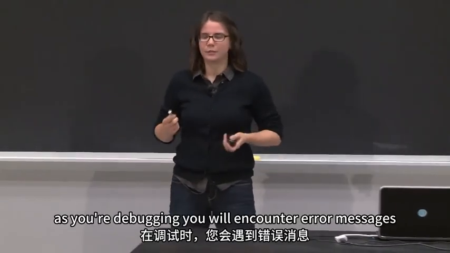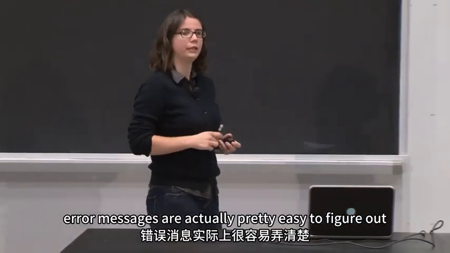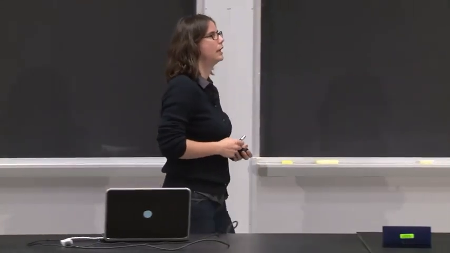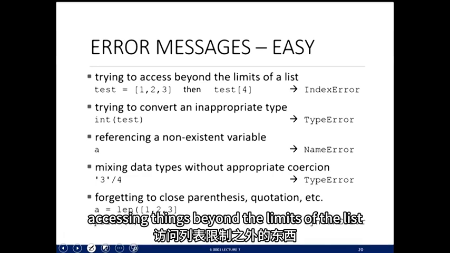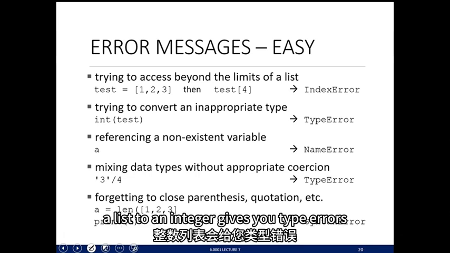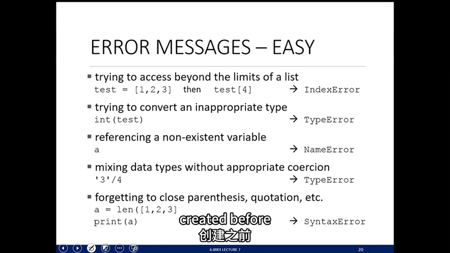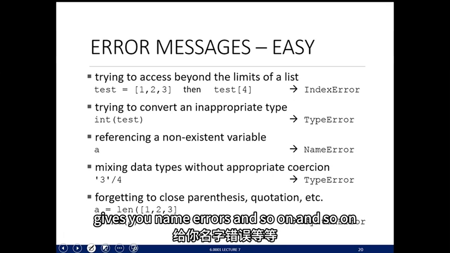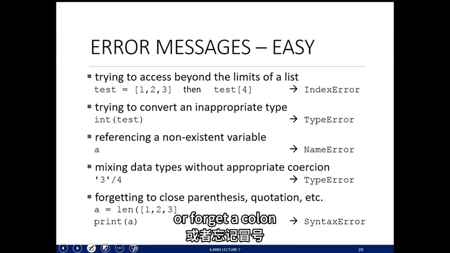So as you're debugging, you will encounter error messages. And these error messages are actually pretty easy to figure out. And they're really easy to fix in your code. So for example, accessing things beyond the limits of a list give you index errors. Trying to convert, in this case, a list to an integer gives you type errors. Accessing variables that you haven't created before gives you name errors, and so on and so on. And syntax errors are things like if you forget a parentheses or forget a colon or something like that.